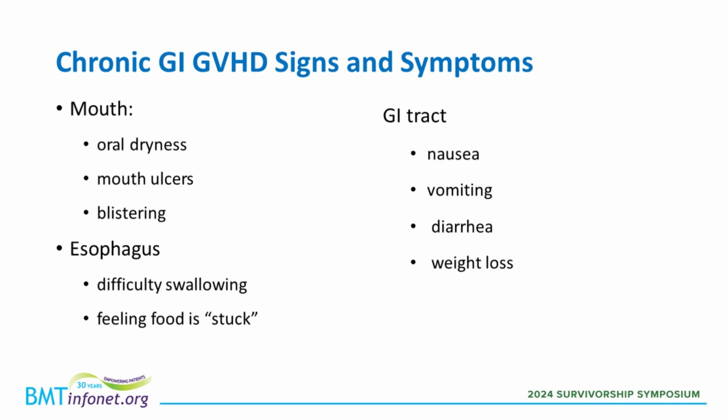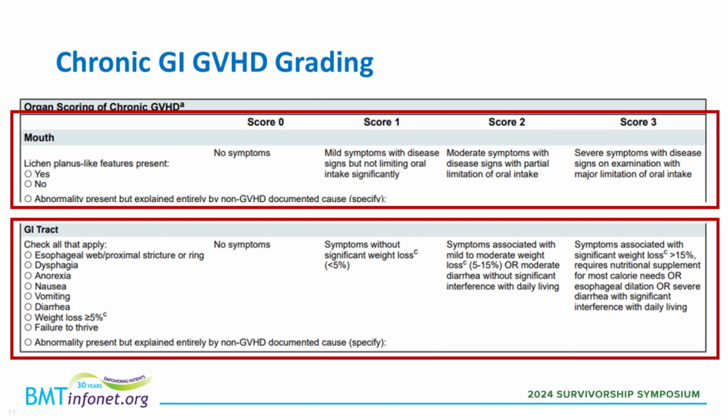They might also complain about difficulty swallowing and feeling like food is getting stuck because literally there is narrowing of the esophagus that blocks the food transit down to the stomach. Other chronic GI GVHD symptoms mirror that of acute GVHD when it involves the stomach and lower GI tract, with the nausea, vomiting, diarrhea, and potential weight loss.